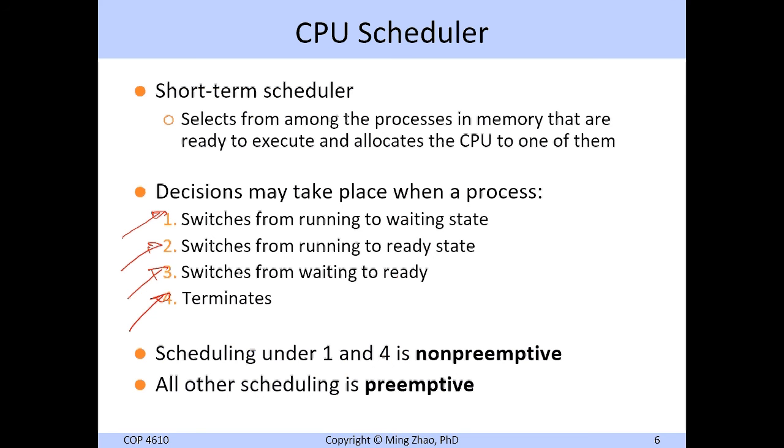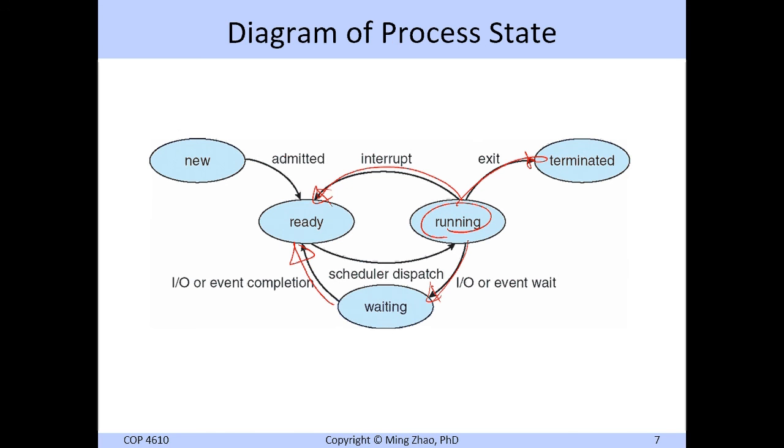Now, with this understanding, we can talk about an important concept in CPU scheduling called preemption. What does it mean? If the CPU scheduling decision is made under case 1 and case 4, then we call it non-preemptive. Why is that? Remember in the first case, the CPU scheduler can make a decision because the process that was running before voluntarily gave up the CPU.